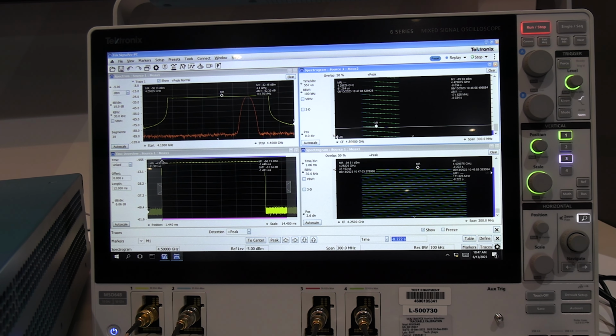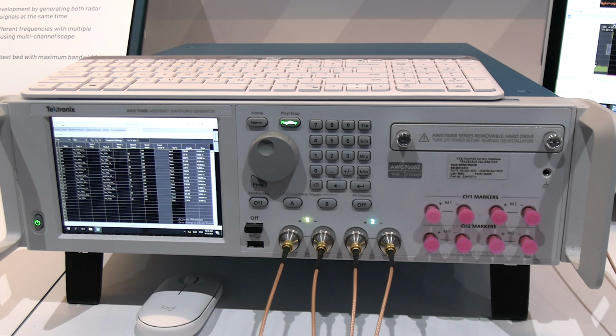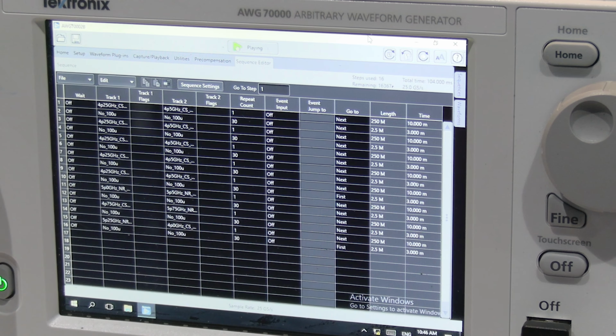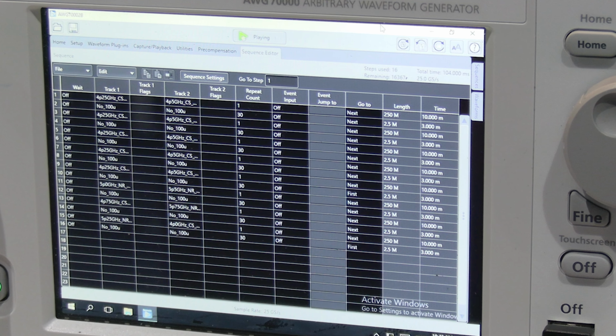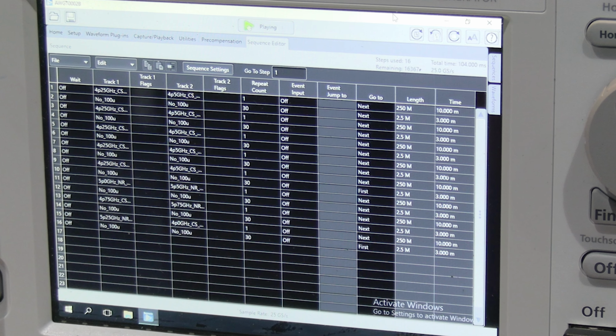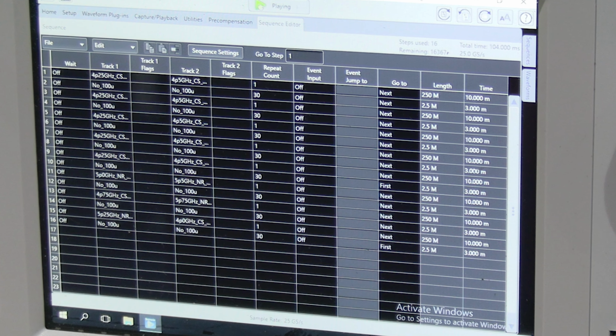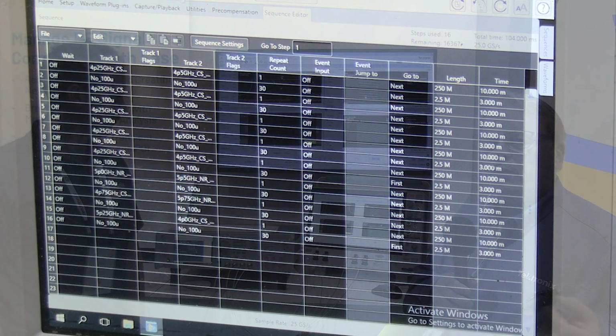What we're looking at here is the Tektronix AWG 70002, which is operating at 25 gigasamples and 2 channels, and we're producing a complex sequence of waveforms, each 10 milliseconds long, alternating between radar waveforms and 5G waveforms, and operating in this case over a 4 to 6 gigahertz bandwidth.